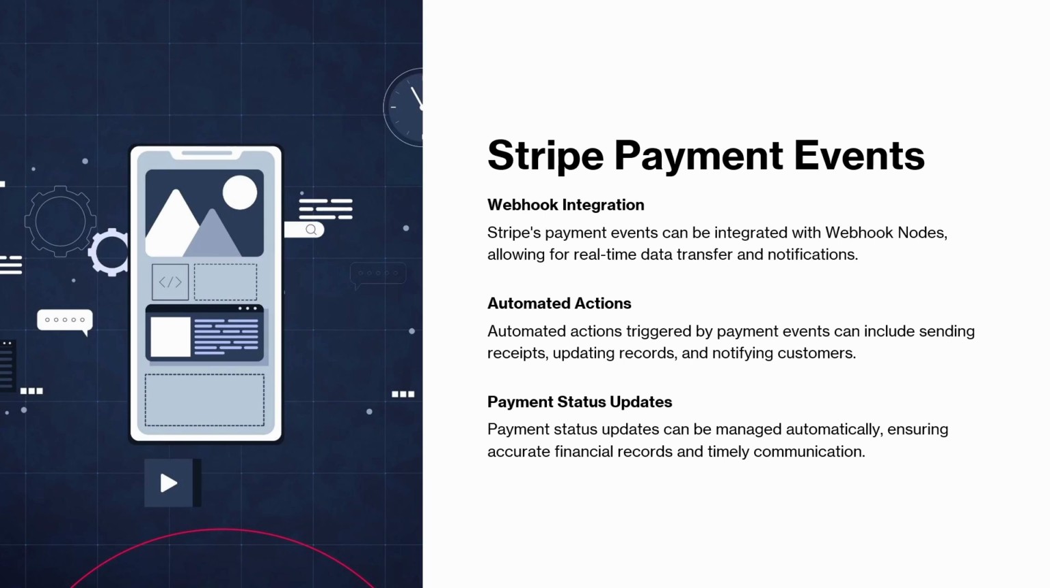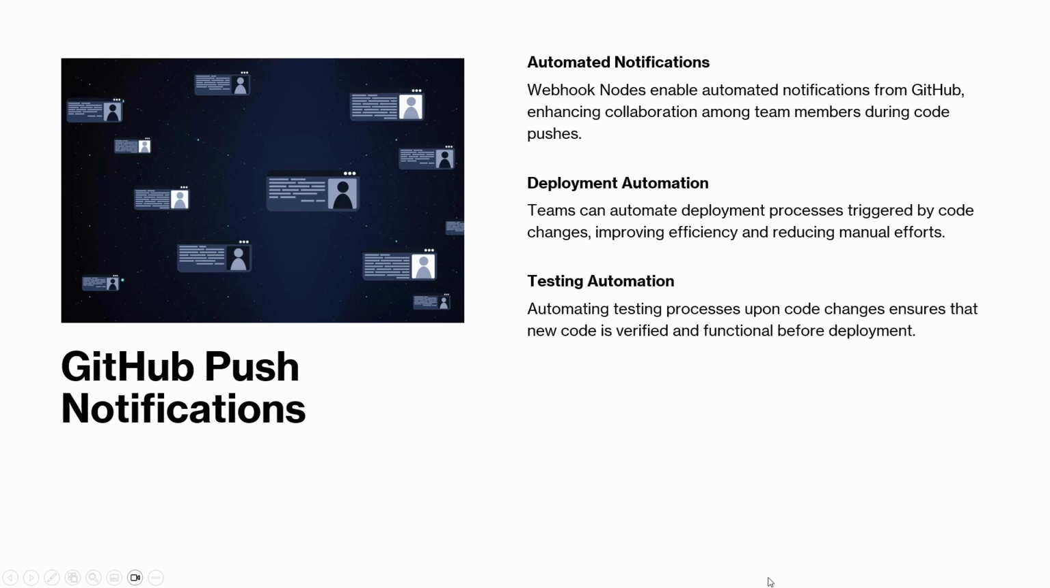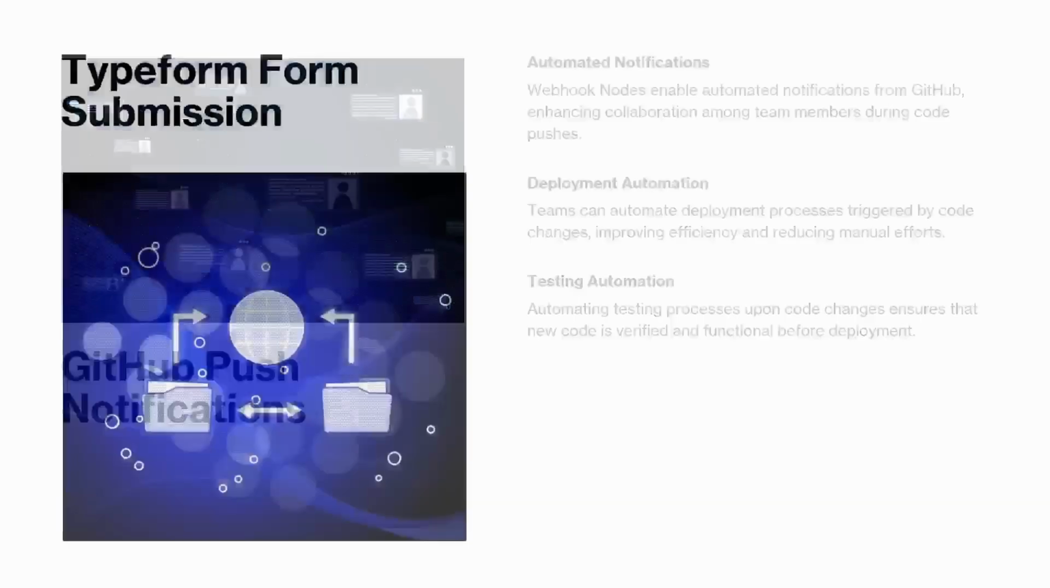Similarly, you can integrate Stripe payment through webhook. Stripe payment events can be integrated with webhook nodes, allowing for real-time data transfer and notifications. Payment status updates can be managed automatically, ensuring accurate financial records and timely communications. Then you can also integrate GitHub push notifications. It can enable automated notifications from GitHub, enhancing collaboration among team members during code pushes. It can automate the testing processes upon code changes, thus ensuring that new code is verified and functional before deployment.